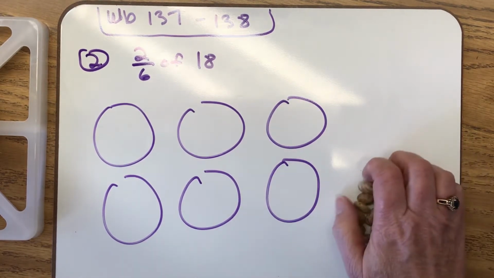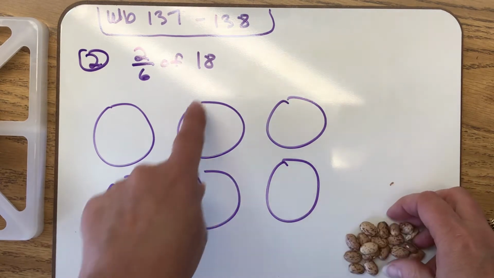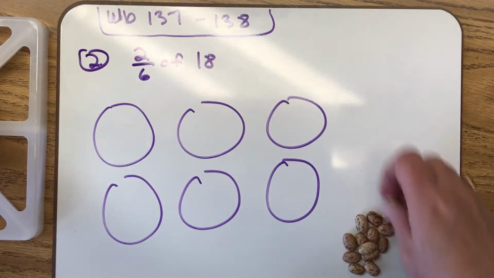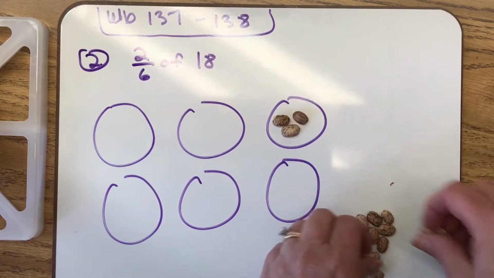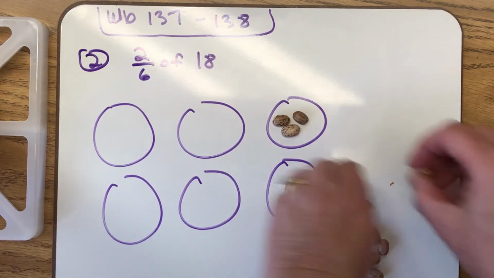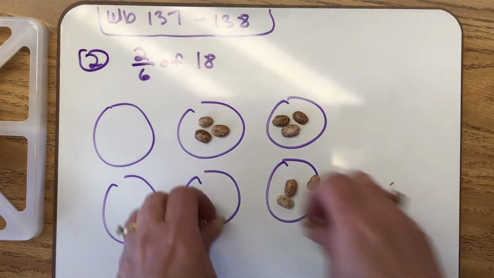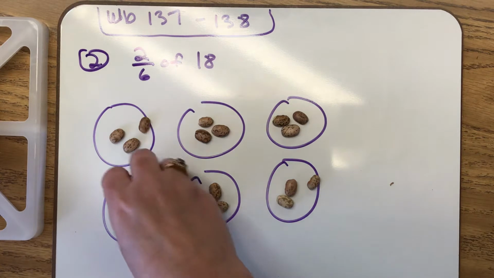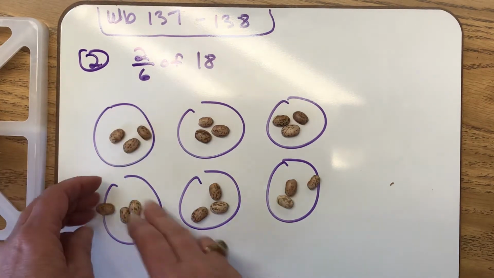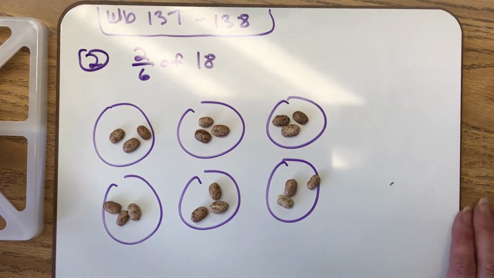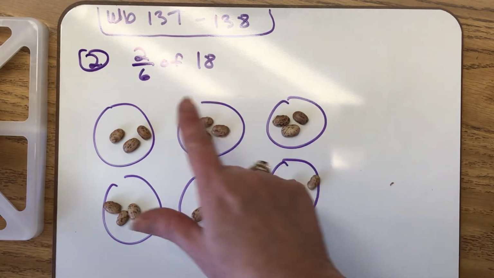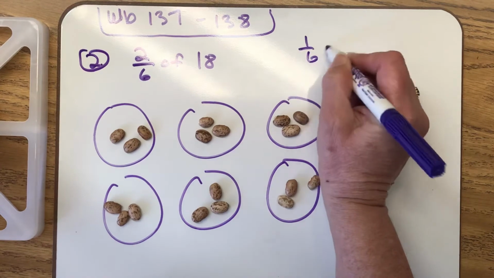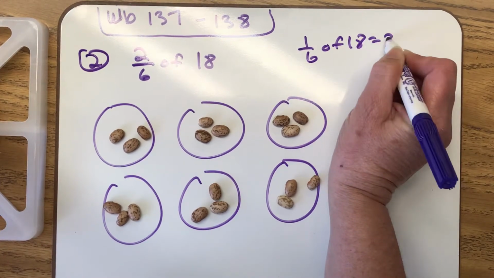Then I'm going to put beans in each one using all of my 18. I know I have 18 and 6 circles, so 18 divided by 6 is 3. I can put 3 beans inside of each circle. Okay, so I have 3 beans in each circle. Each circle represents 1/6, so 1/6 of 18 is 3.